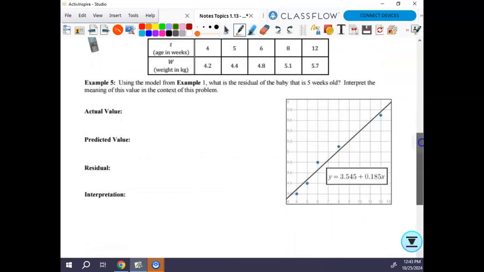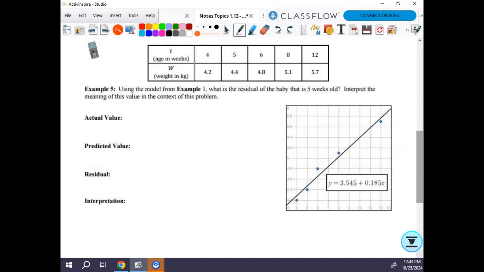All right, so then here, this was from the first example we did that you don't have to necessarily look at. We can do it without that. It says, using the model from example 1, what is the residual of the baby that is 5 weeks old? And interpret the meaning of this value. So the actual value, that means we're looking for W of 5. And if it's the actual value, it's coming from the table. What is W of 5? 4.4.